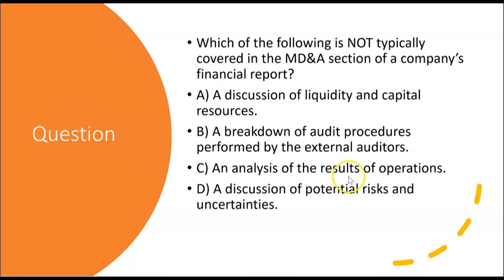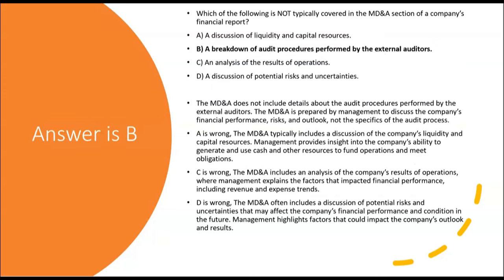C, an analysis of the results of operations. That'll be included in MD&A. D, a discussion of potential risks and uncertainties. We said that's included in MD&A. So the answer is B. MD&A does not include details about audit procedures performed by external auditors because MD&A is prepared by management to discuss the company's financial performance, risks, and outlook, not the specifics of the audit process.